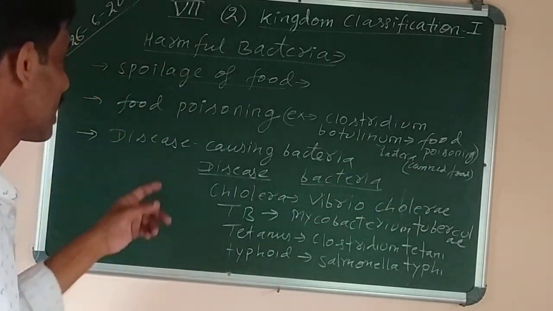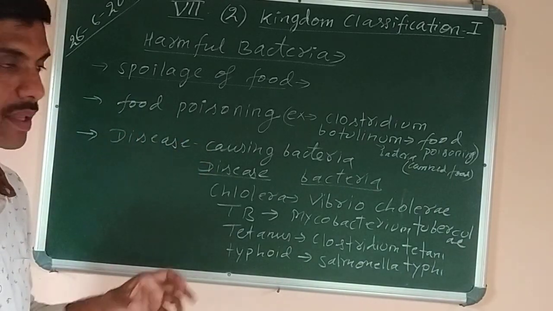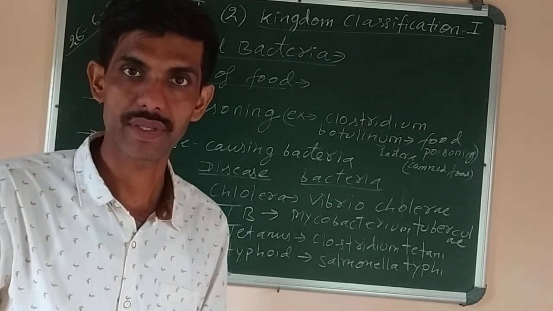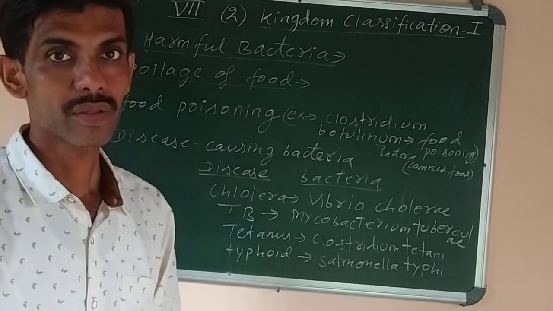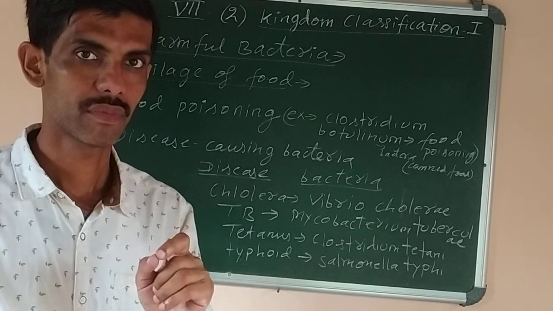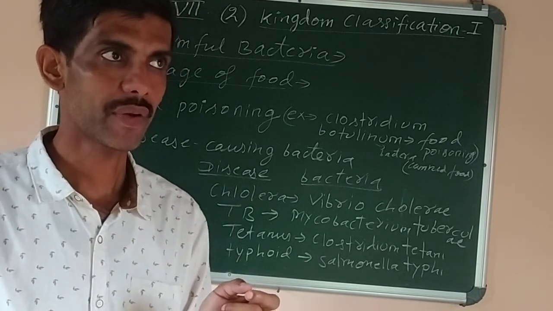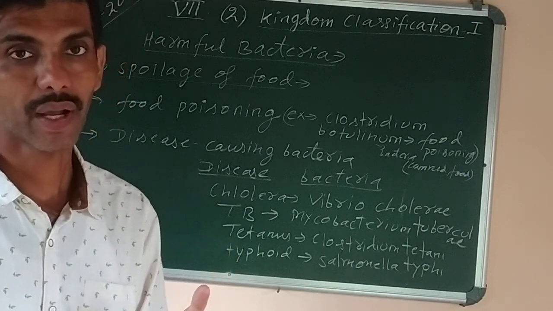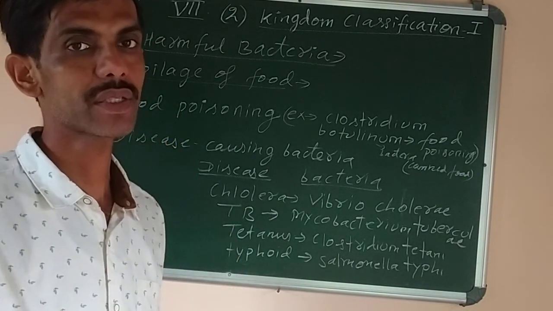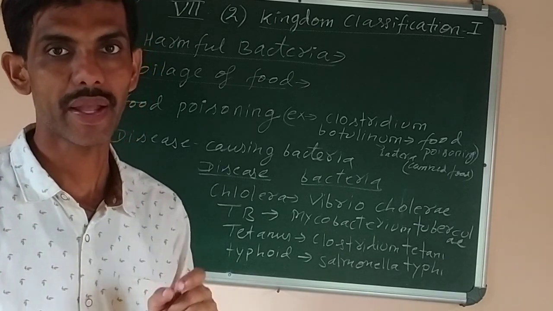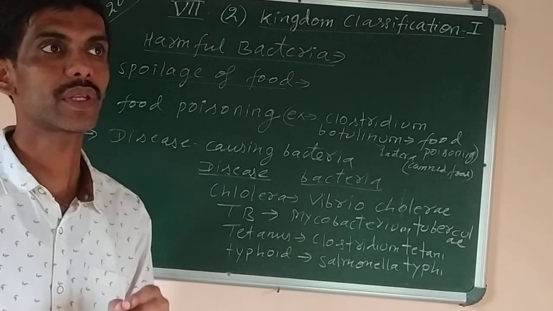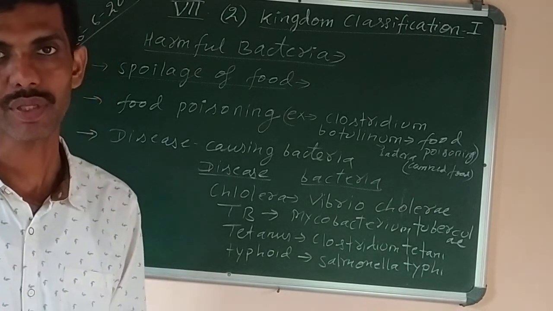The last one is disease causing bacteria. Many diseases are produced or caused by bacteria. They are borne by bacteria. So what are such organisms called? Not only bacteria, it can be fungus or any other microorganism which causes disease in human beings or plants; they are called pathogens. So if we are asked to define pathogens, the answer should be: pathogens are those organisms that produce diseases.